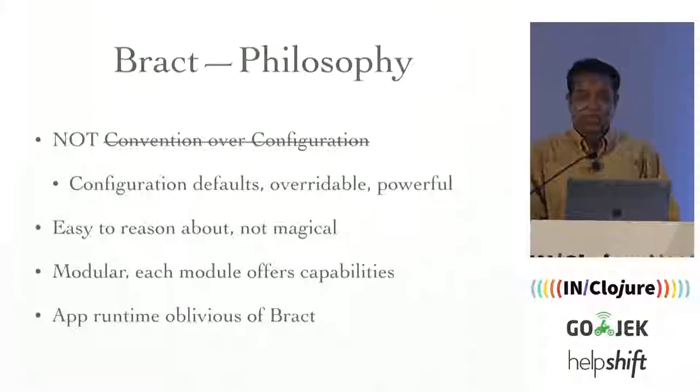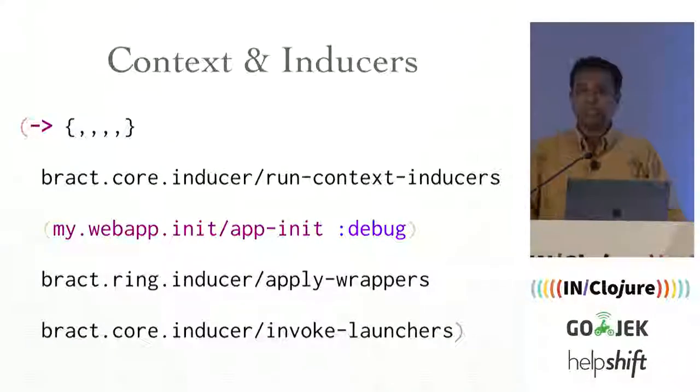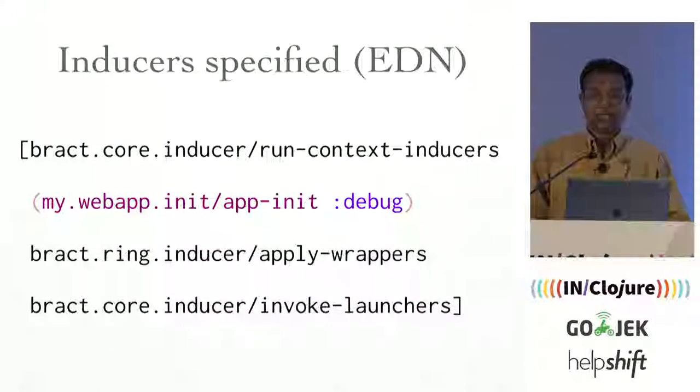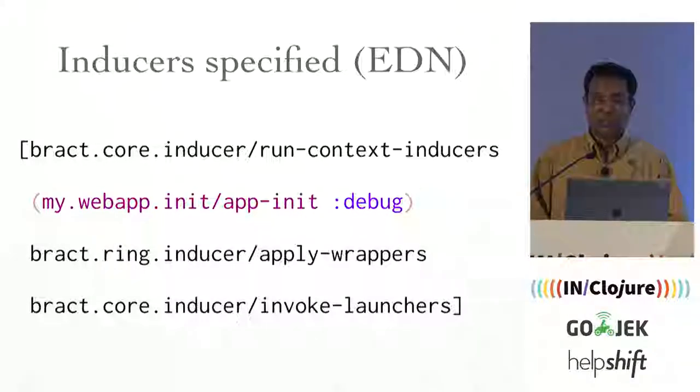And just for example, how does an inducer chain look like? This is the programmatic example of how the context is passed through the different kinds of inducers. You can see that the inducers can come from various places, either from Bract itself or from your application, to form the complete initialization workflow. And the same thing expressed as EDN files, where you can declaratively specify which inducers are supposed to form the initialization chain. And there are also arguments that you can pass, and those are passed as the subsequent parameters to the context.